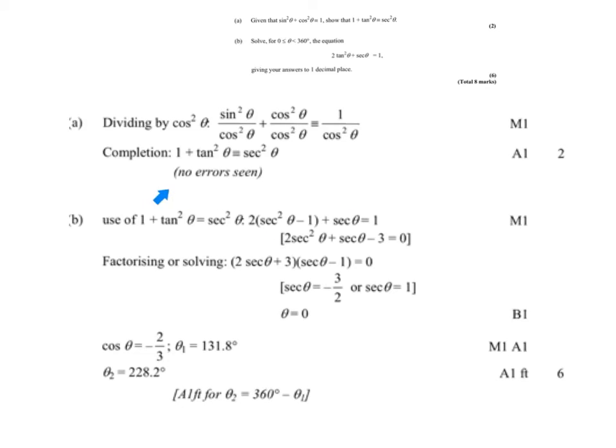Let's have a little look at where the marks are. Well, there's A, finding the identity. Here's B, substituting and solving. Your solutions for sec, put them into cos, and there you go. Well, that's a really nice example to look at introducing using these Year 2 trig identities.